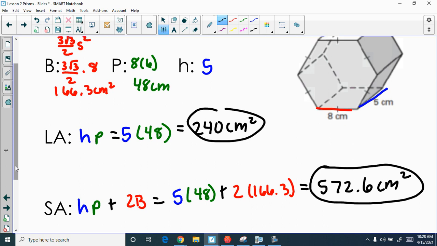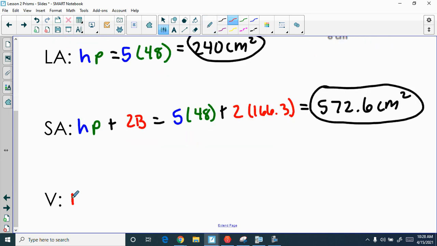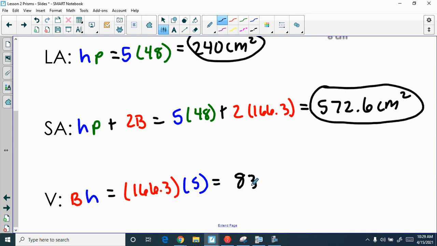And for our volume, we will do big B times our height, which gives us 166.3 times 5, which equals 831.5 centimeters cubed, because this is volume.